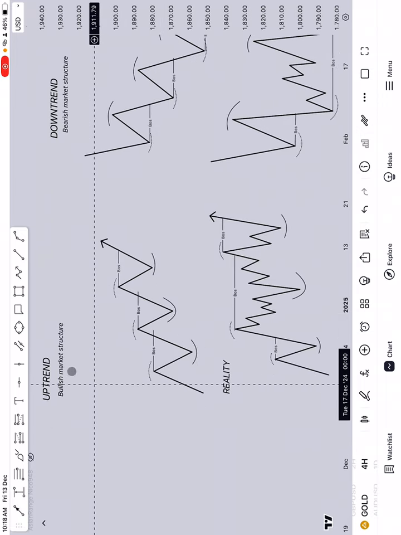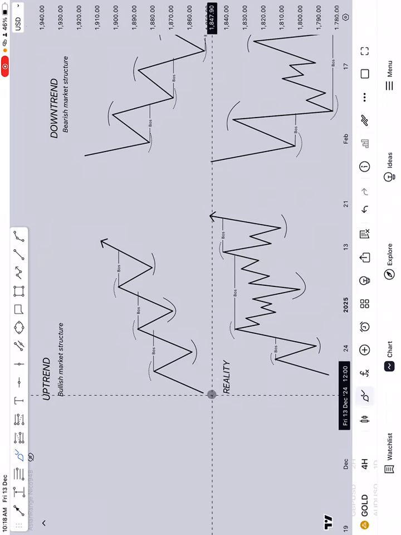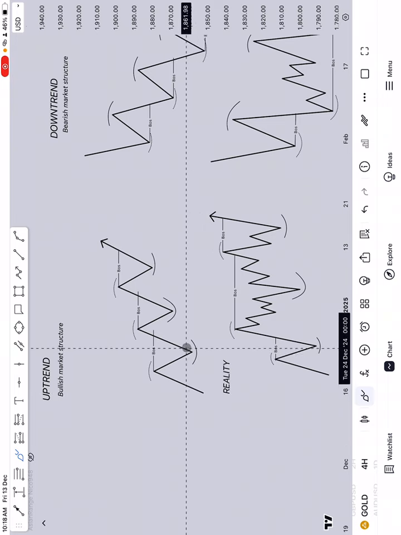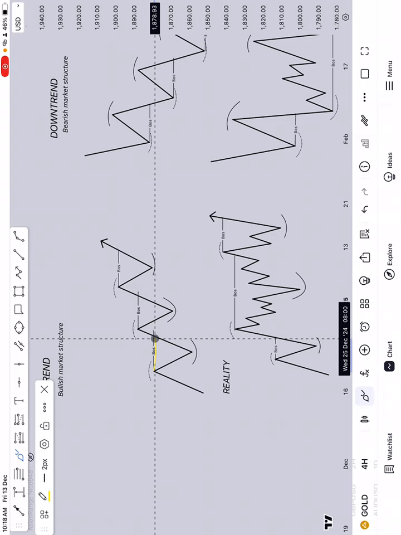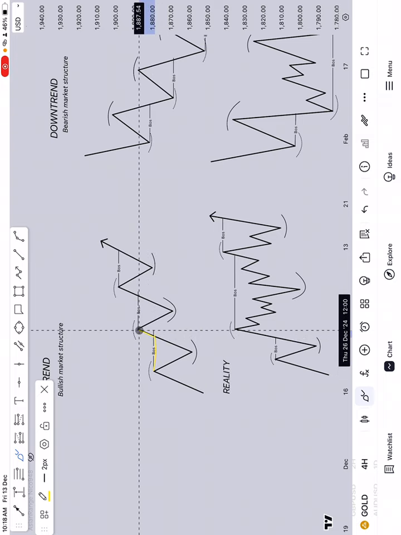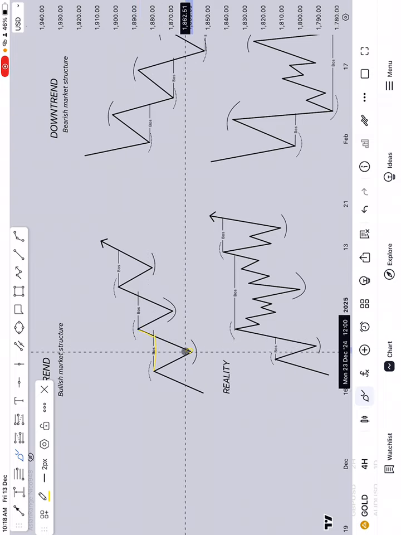Okay, so let's start here. For example, you can see price. So you can see here, this is a strong low. It's considered a strong low. Why? Because it was able to do what? To break structure and what? And create a high, right? So this is considered a strong low.